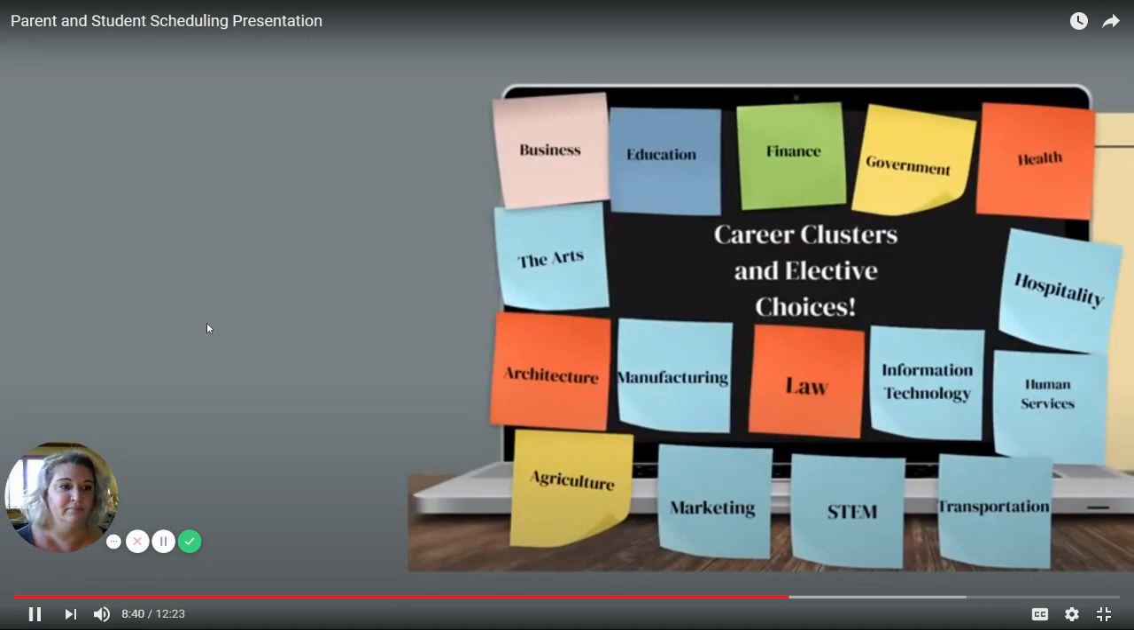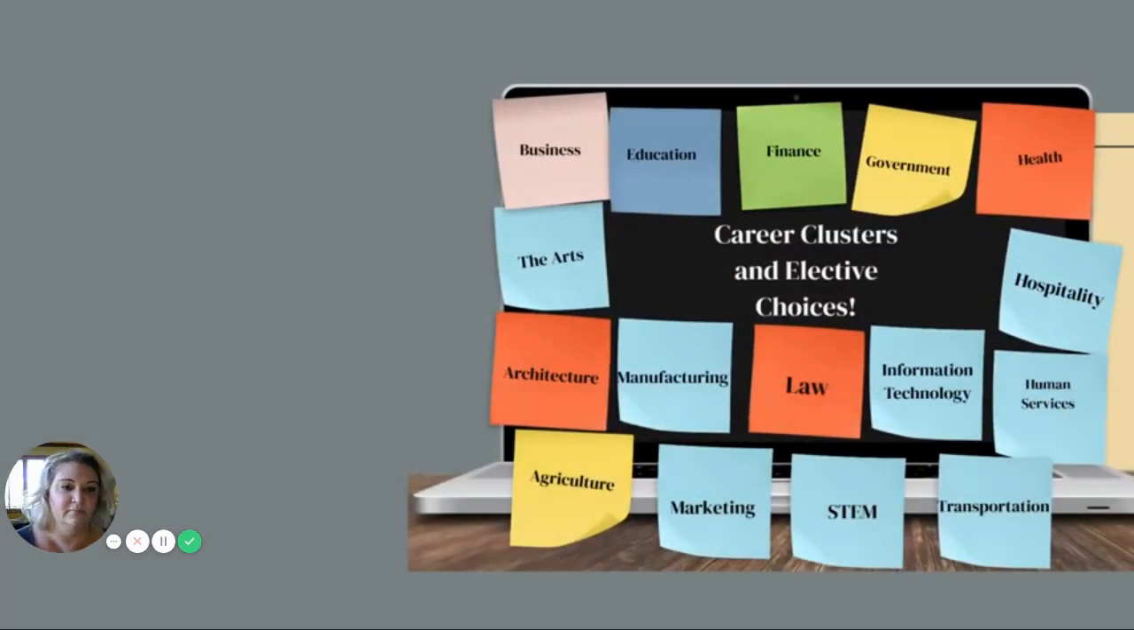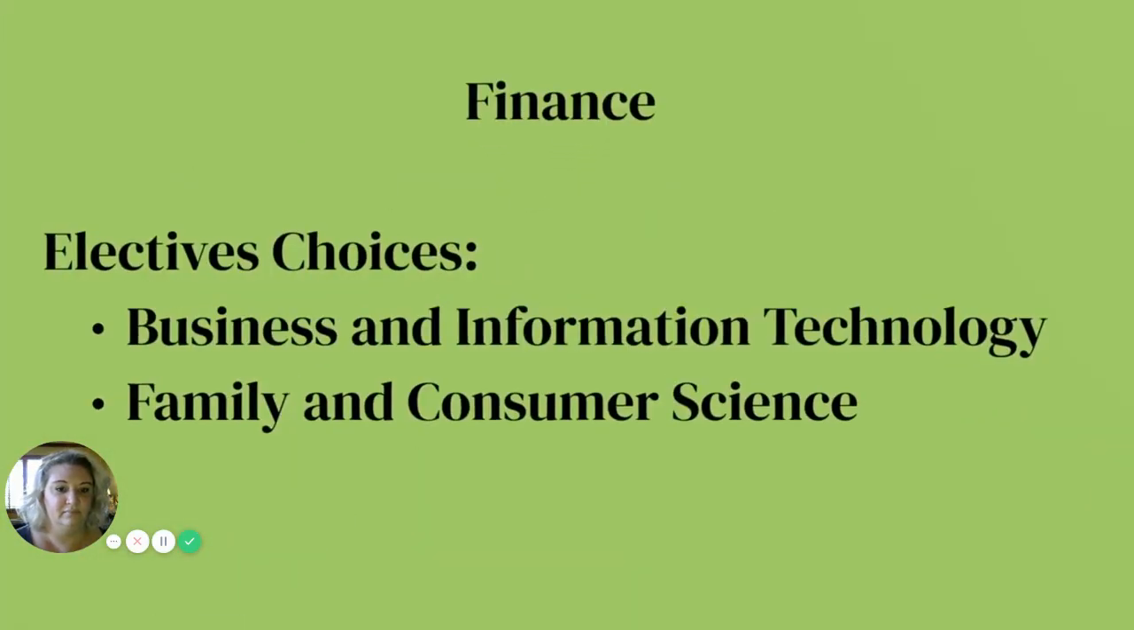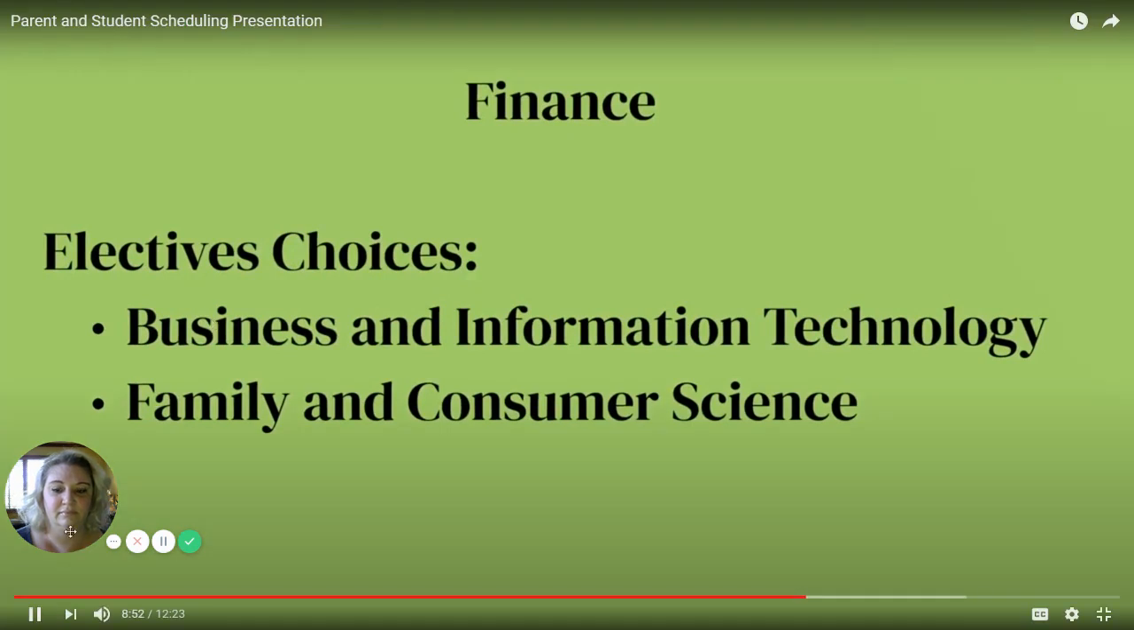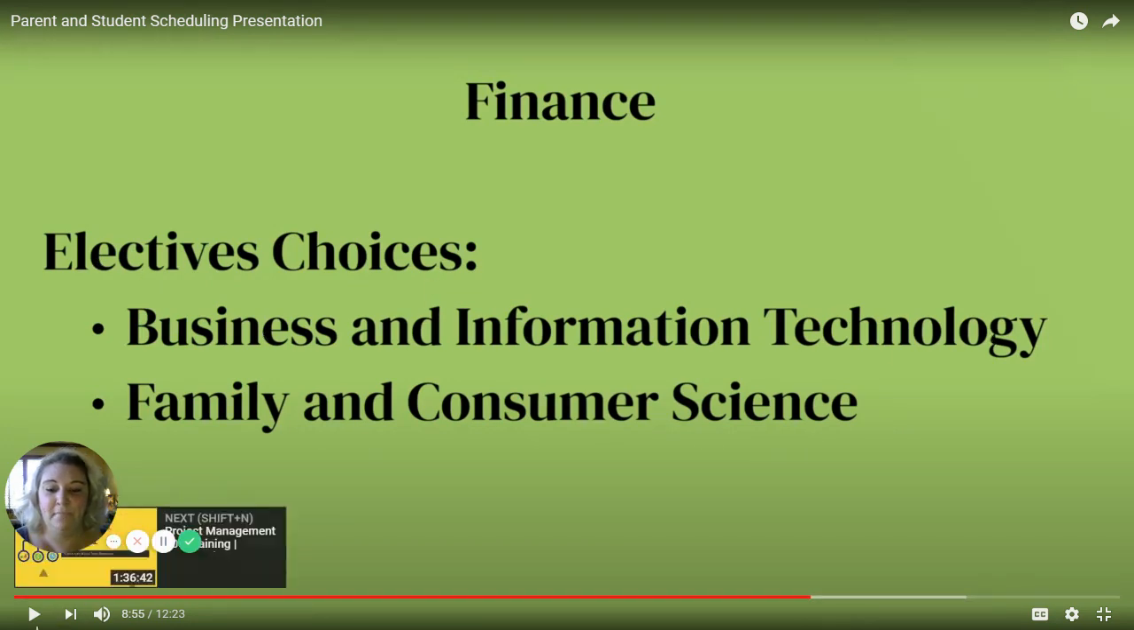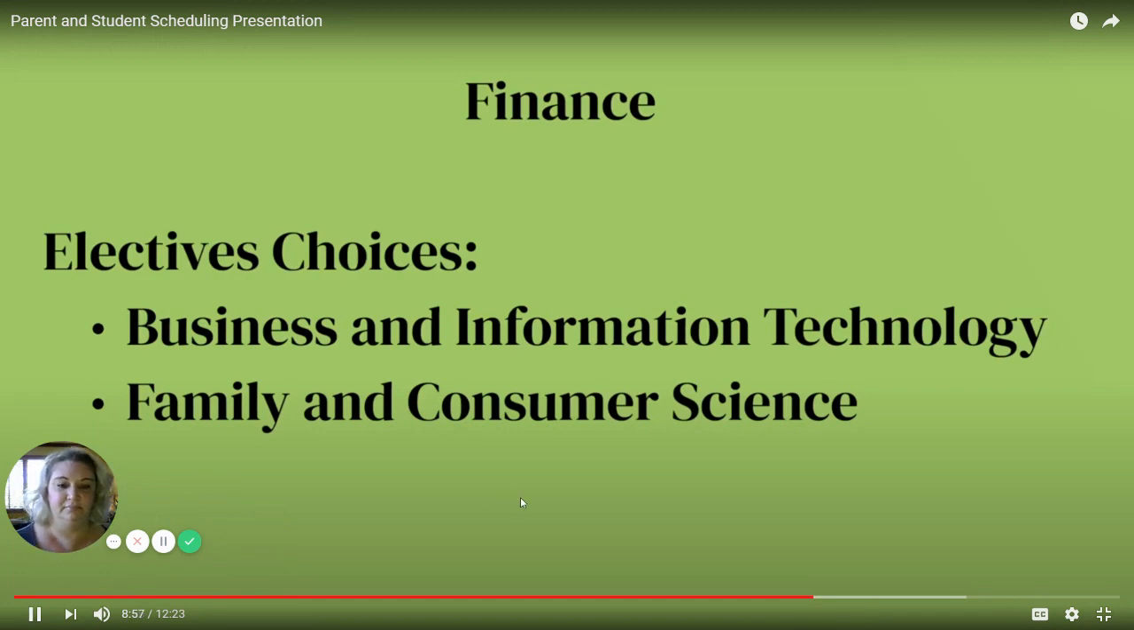Here you can see all the different career clusters that students may have chosen when they took their surveys. If we look at finance, you will see these are the elective choices that will help somebody interested in a career in finance. The career cluster name is up here, finance, and the electives that we offer are down here: business and information technology, and family and consumer science. You might know family and consumer science as FACS.